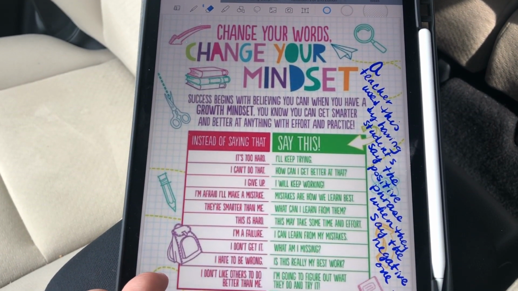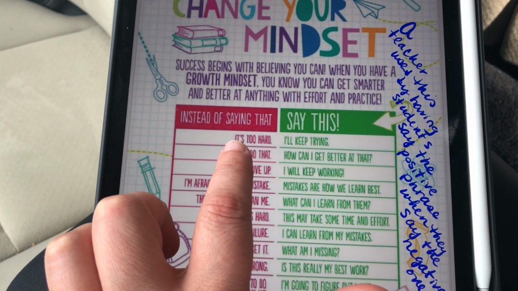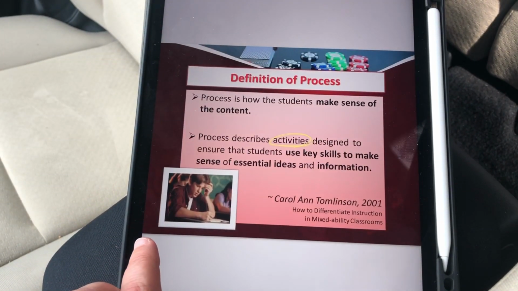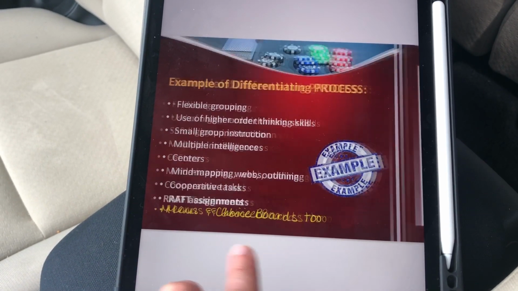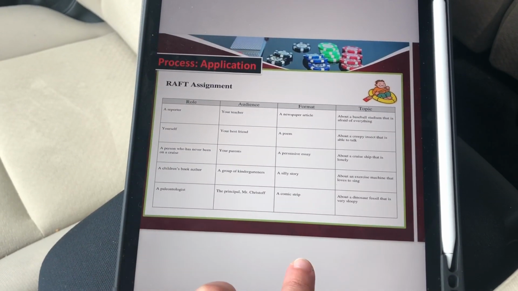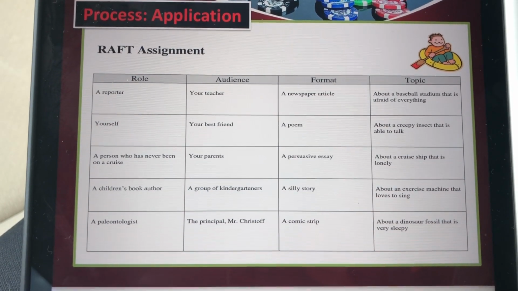And then we talked about having the students think of a positive mindset. So if they say this, some teachers have them say this positive one instead. So that was pretty cool. We went over process and what it was and some examples of process. And we talked about the RAFT assignment, which is the one that we worked on and we created. These are examples of how you can differentiate process.